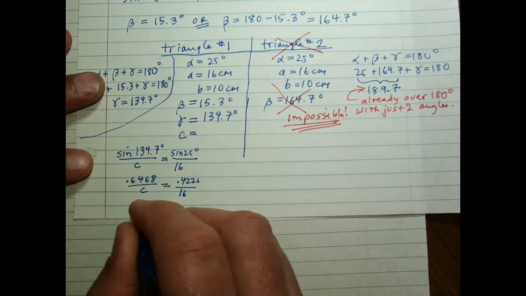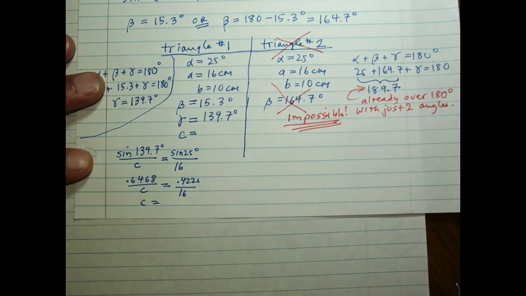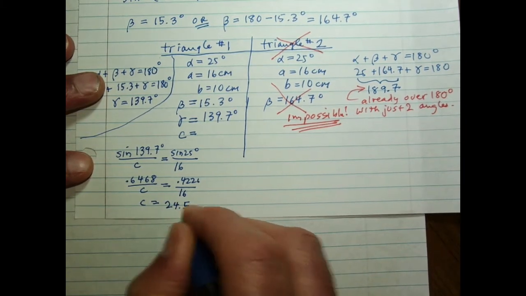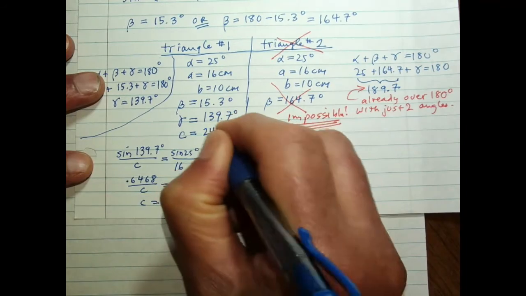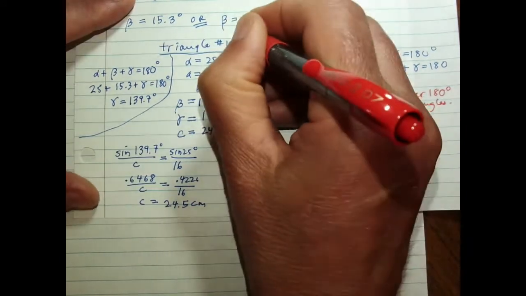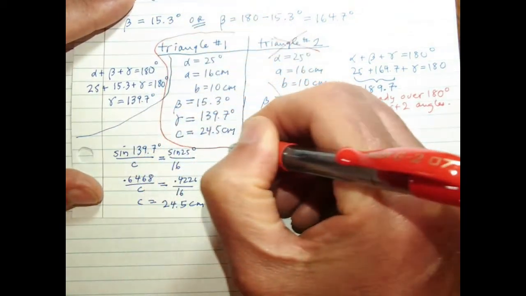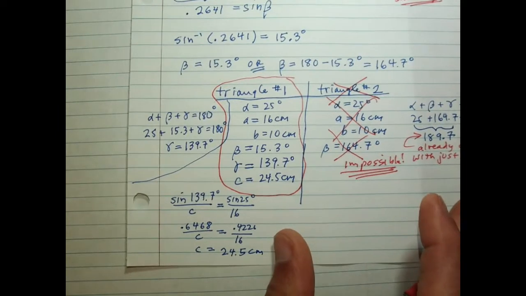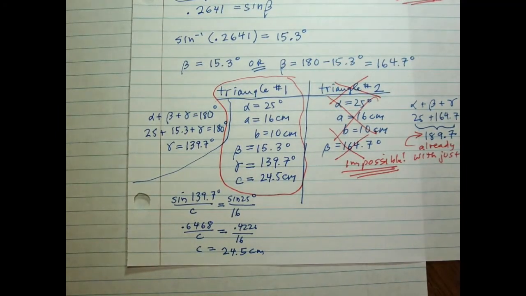And so when I solve for C here, I get C is 24.5 centimeters. So here, there's just one answer. There's my answer. This stuff all got thrown out. There's only one possible triangle. Let's just take a look at some cardboard cutouts here.